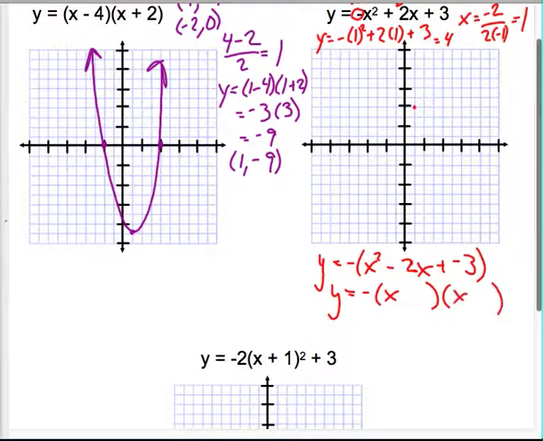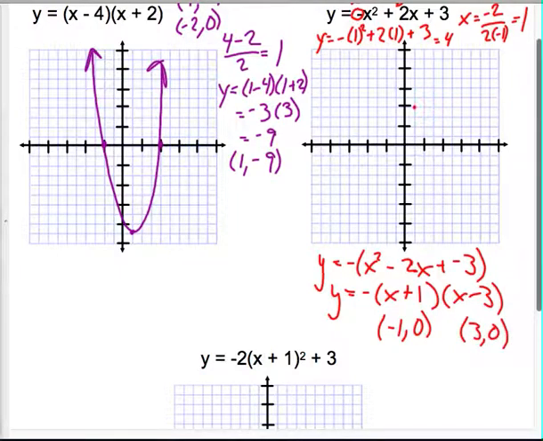So I usually set up my binomials, and I know the only numbers that multiply to 3 are 1 and 3, so then I figure out my signs. If the 3 is negative, then I'll be adding to a negative 2. Negative 3 plus 1 gives me that negative 2. So I've got my x-intercepts of negative 1, 0, and 3, 0.